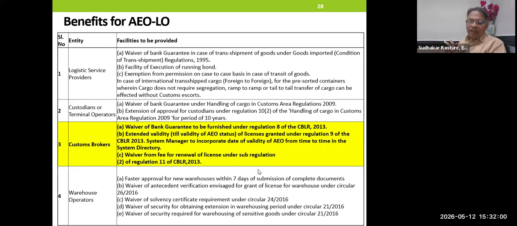If you are a logistics operator or a customs broker: waiver of bank guarantee to be furnished under Regulation 8, extended validity of licenses granted under Regulation 9, system manager to incorporate data of validity, waiver from fee for renewal of license under sub-regulation. So these are additional benefits that are given to customs brokers, and similar kinds of benefits are given to warehouse operators, custodians or terminal operators, logistic service providers, etc.